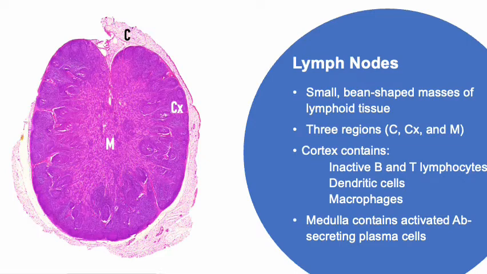The cortex contains inactivated B and T lymphocytes. It also has a rich population of dendritic cells and macrophages. The inner medulla consists primarily of activated antibody secreting plasma cells.